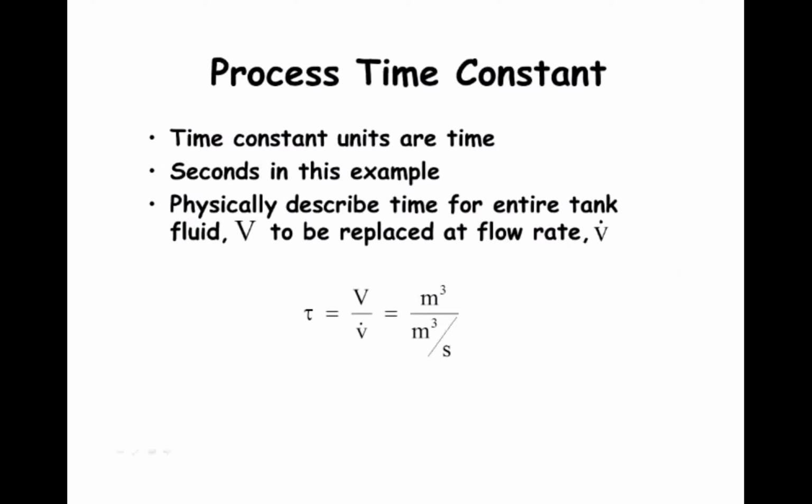Time constant is an important term in dynamic process control and instrumentation analysis. The time constant has the unit of time, and in this example, it is in seconds. For the fluid heating problem, the time constant physically describes the time for the entire tank fluid V to be replaced at flow rate V dot. Here you can see the time constant tau has the unit of cubic meter over cubic meter per second, which is in second.